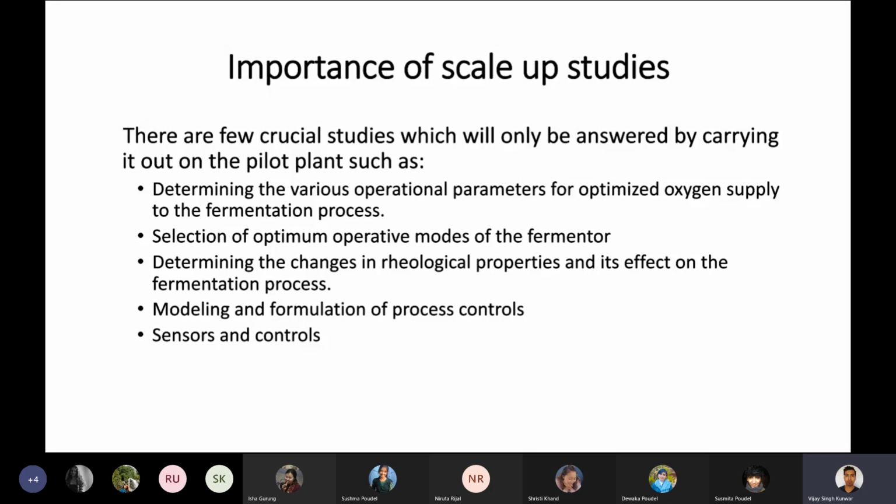So from the pilot scale, you will try to generate a model, so that will be a little better model than the one that you can generate from the lab studies.